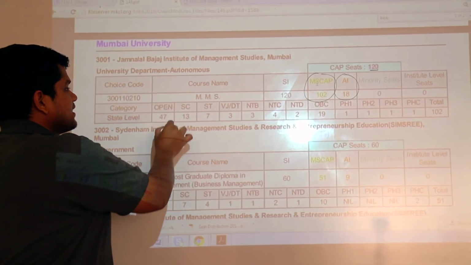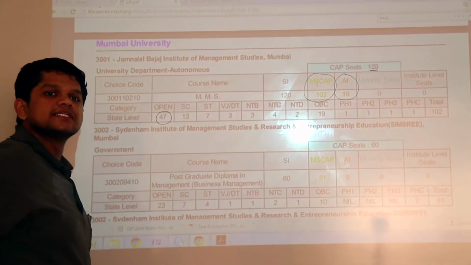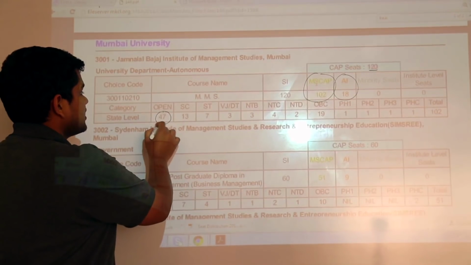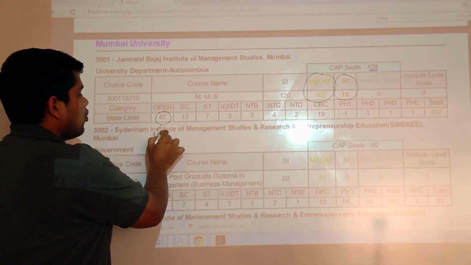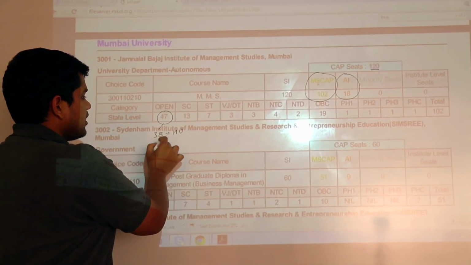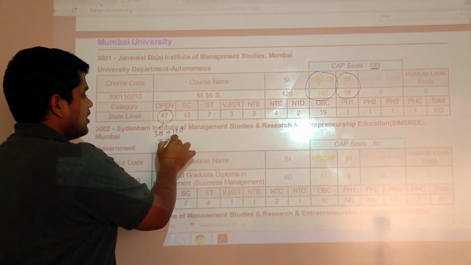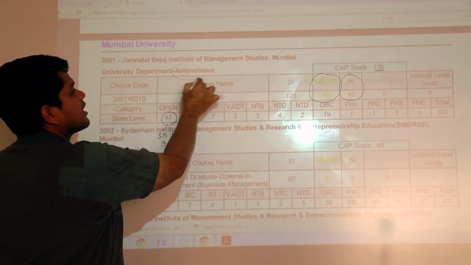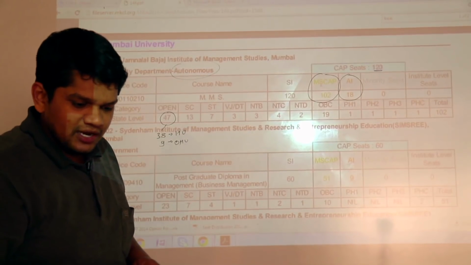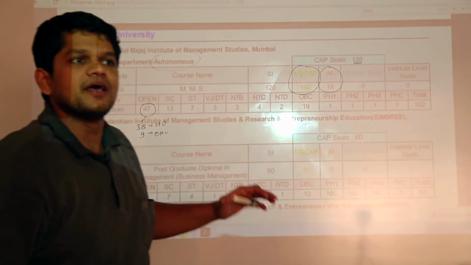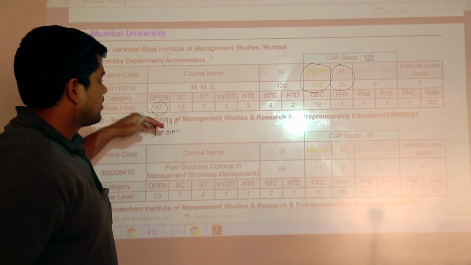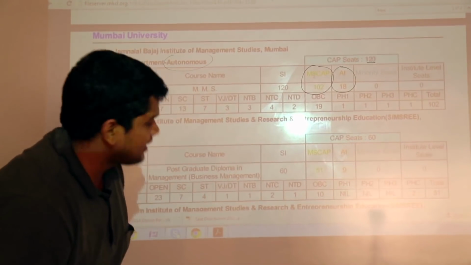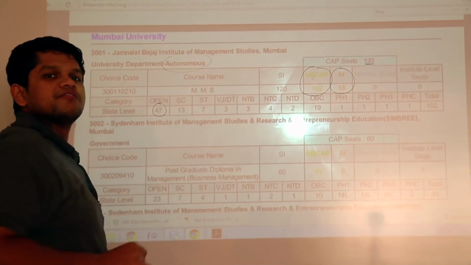A major change this year is JB will be having 48 seats for the open students. Last year this was 38 for home university students and about 9 for outside home university students. But because JB has now become an autonomous institute, it will not fall under Mumbai University, and you will not have seats like the home university seats or outside home university seats. All of them are combined and they make it 48. So the competition here will increase for JB.